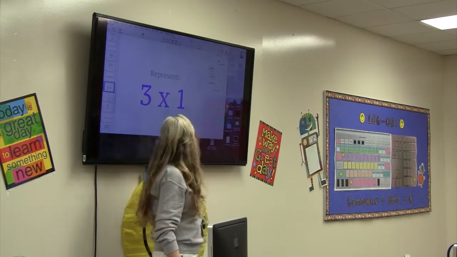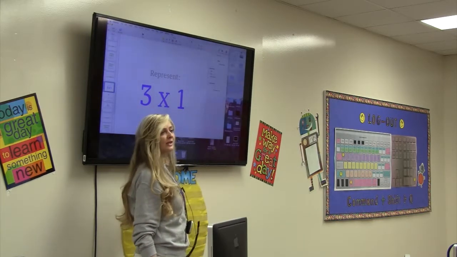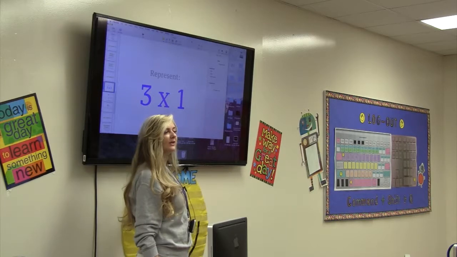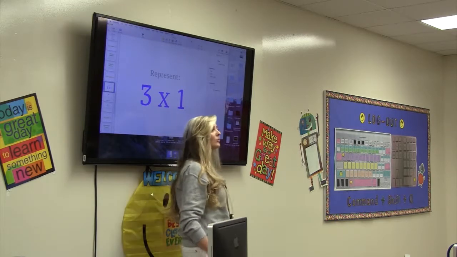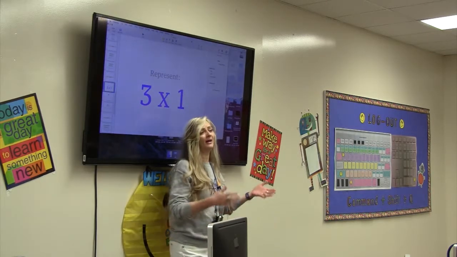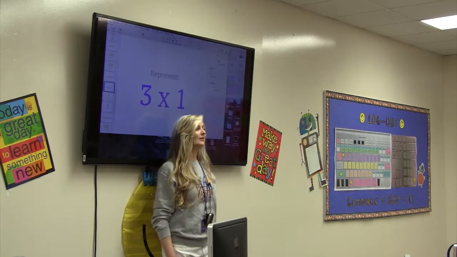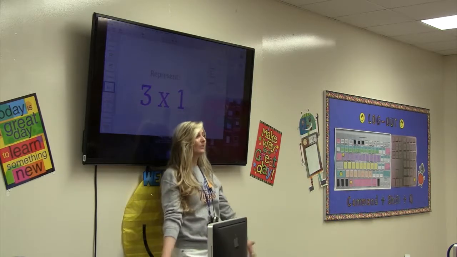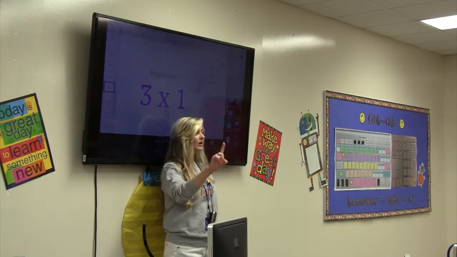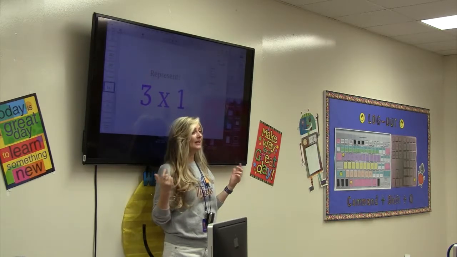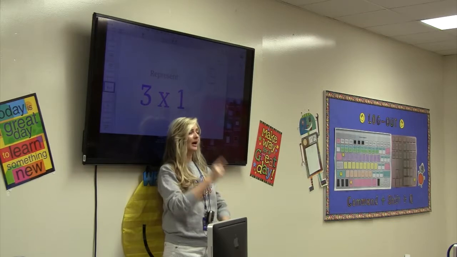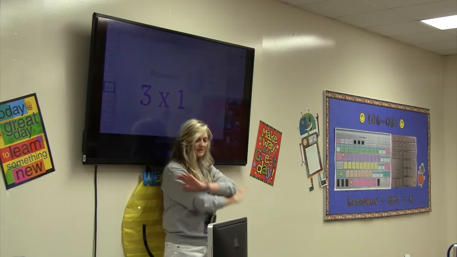And if we were to draw this out, we would have 3 groups with 1 in each group. Think about it. Are we really multiplying or are we counting? We're counting. So basically when we multiply by 1, we're still just counting by 1. We're not skip counting. There's only one me. It's my identity. Which means what? Any number multiplied by 1, the number stays the same.